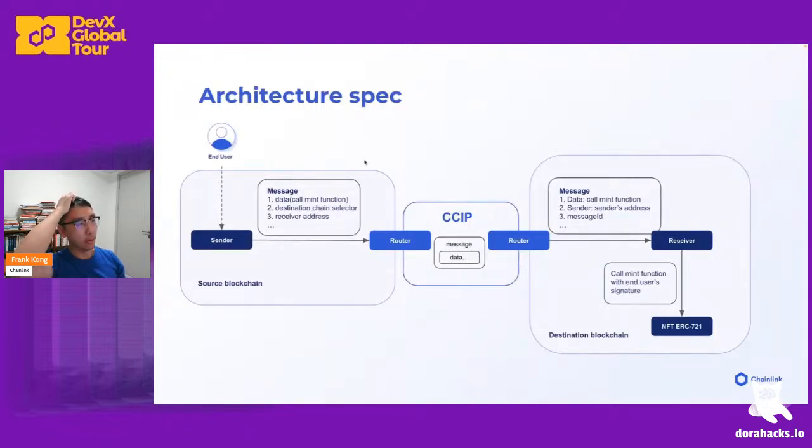The architecture we are going to use is like this one. The first one is the sender. We, as an end user, need to use a sender to send our message, and the message will be sent into the off ramp, right? The off ramp will be detected by CCIP, and CCIP will call the receiver on the destination chain, and the receiver will call the ERC721 smart contract to mint a new NFT for the user.